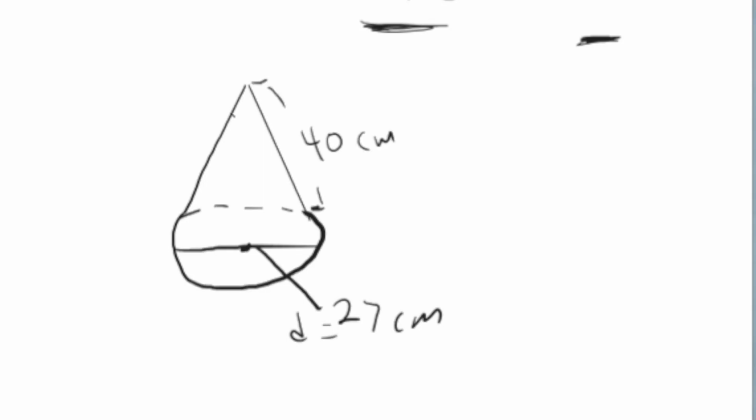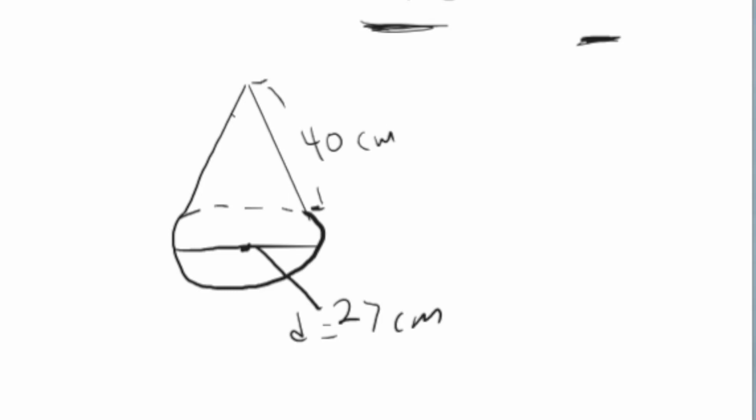So let's draw that cone that we're talking about. That cone has a slant height of 40 and a diameter. So this is the diameter, this will be the center, 27 centimeters. This D is equal to 27, and from here to here, which is 40 centimeters, our slant height.